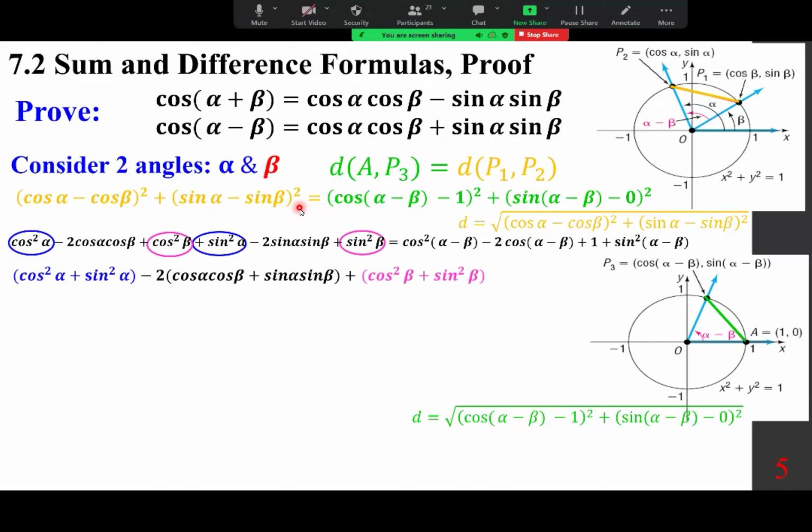Okay, so on the left side, we are going to put these two together in a blue color. We're going to put these two together in a red color. And this one is negative 2. This one is also negative 2. We factor the negative 2 out: cosine alpha, cosine beta, plus sine alpha, sine beta. Please understand these two will result in this.